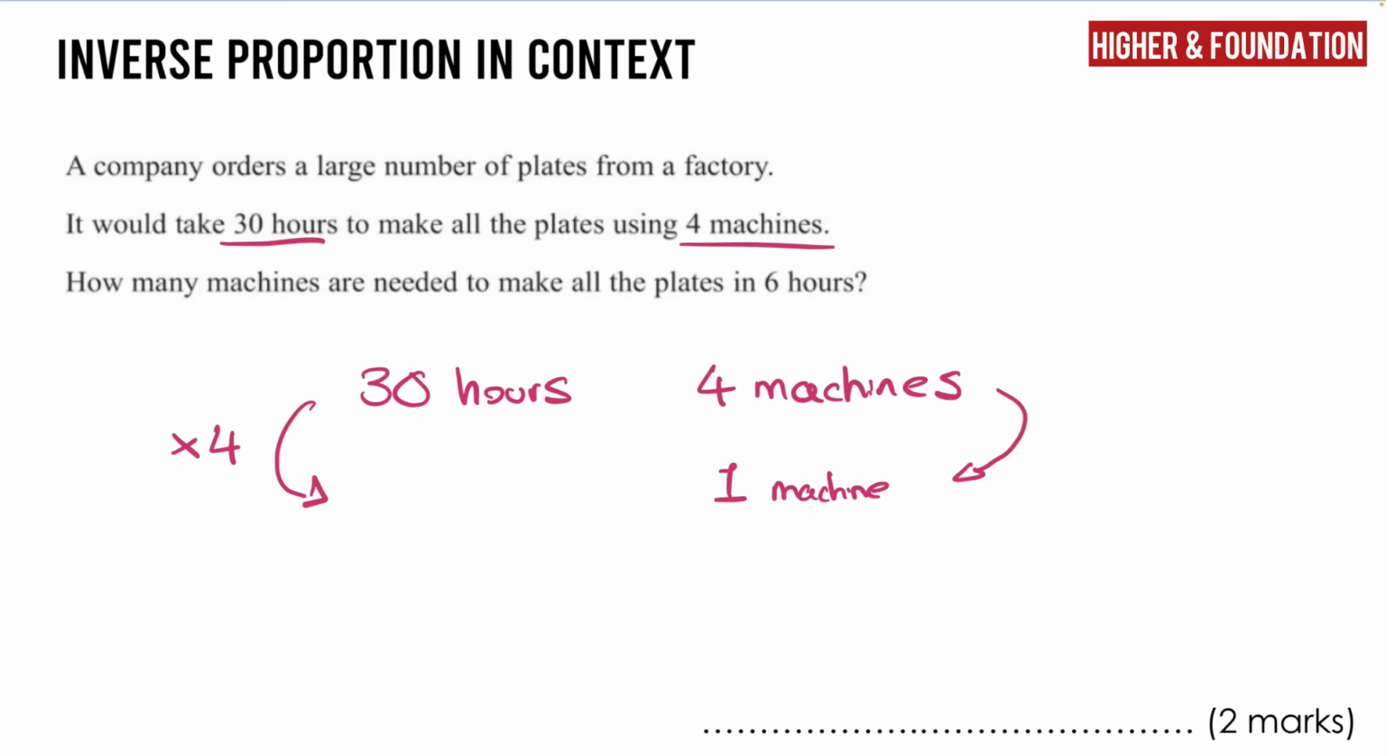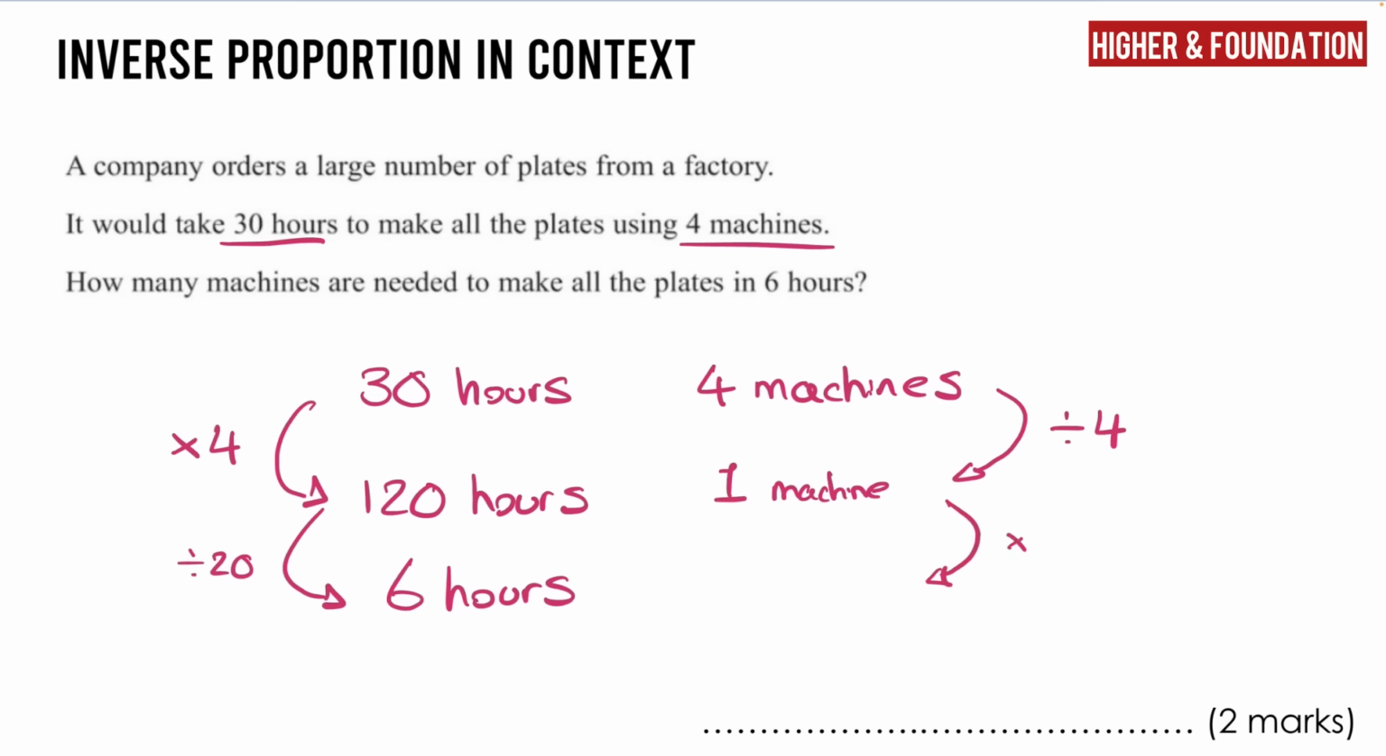So 30 times 4 gives us 120 hours, and it makes logical sense that it would take 4 times as long. But notice here, on the right we're dividing by 4, and on the left we're timesing by 4, and that's what makes it that inverse proportion. So here as well, now it's asking us how many machines are needed to make all the plates in 6 hours, so we want to know how do we get down to 6 hours. Well, to get down to 6 hours, we have to divide by 20, which means over here, we're going to times by 20, and that's going to give us 20 machines.